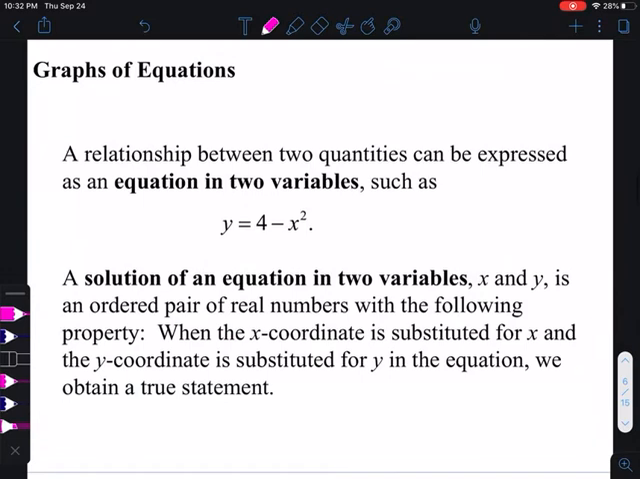Graphs of equations. It says that a relationship between two quantities can be expressed as an equation in two variables, such as y is equal to 4 minus x squared. It says a solution of an equation in two variables, x and y, is an ordered pair of real numbers with the following property. When the x-coordinate is substituted for x and the y-coordinate is substituted for y in the equation, we obtain a true statement.